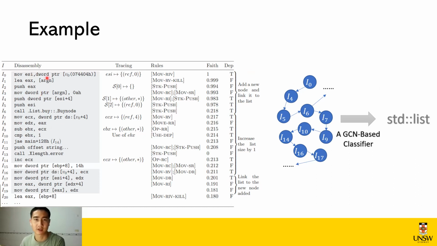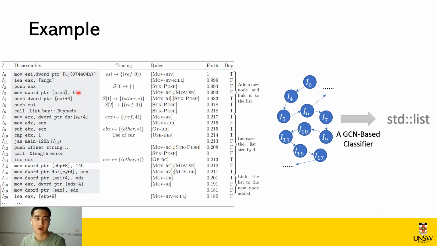This column shows the disassembly, and this column shows the dependence-based analysis for each instruction along the control flow. And here, this column shows the rule we used, and the phase column shows how much information we can get to analyze from this instruction. And the last column shows whether the instruction actually depends on V0 or not.